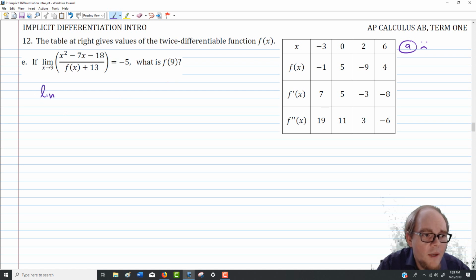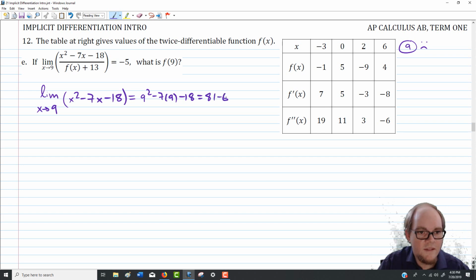Well, recall, if you're going to evaluate a limit, we always need to check that the limit of the numerator over the limit of the denominator gives us what we expect. So let's just evaluate each of those two limits separately. We're using a limit property first to see what happens. If we plug in 9, we get 9 squared minus 7 times 9 minus 18. That's 81 minus 63 minus 18, which is 0. So we get 0 on the numerator.